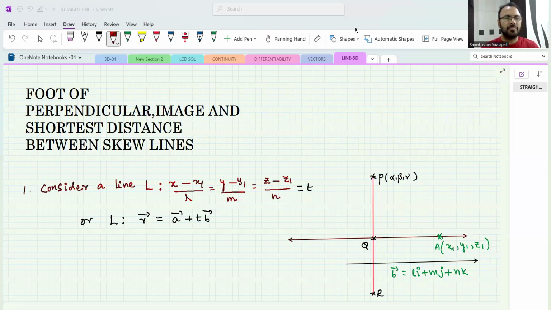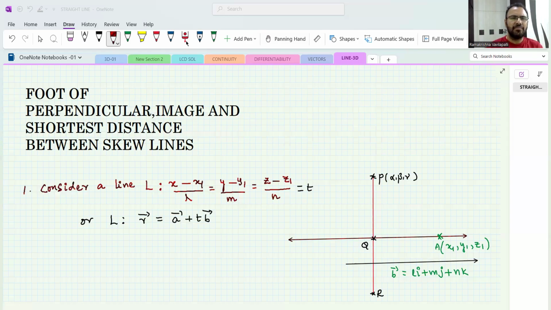Hello everyone. In this video, I will explain how to find the foot of perpendicular from a point on a line in three-dimensional geometry, how to find the image of a point with respect to the given line, and the length of the perpendicular distance from a point on the line. For all these three, there is only one solution. With that solution, you can solve all these three problems. Just finding the foot of perpendicular from a point on the line is sufficient to get the length of perpendicular distance and the image of the point.